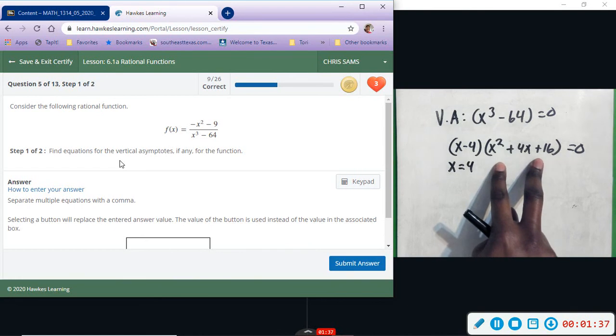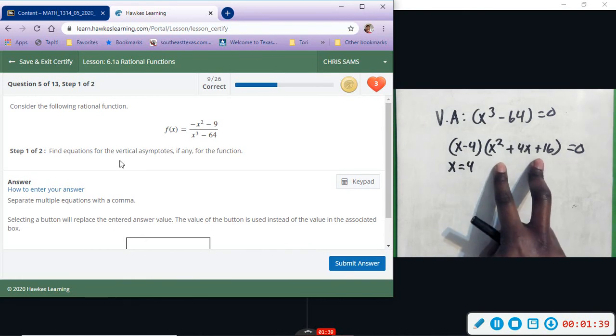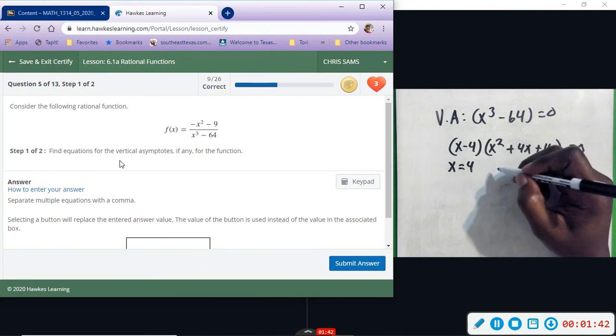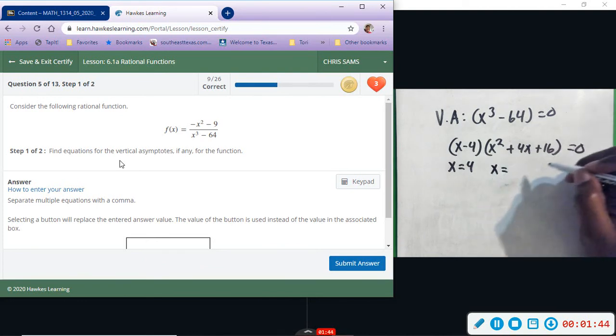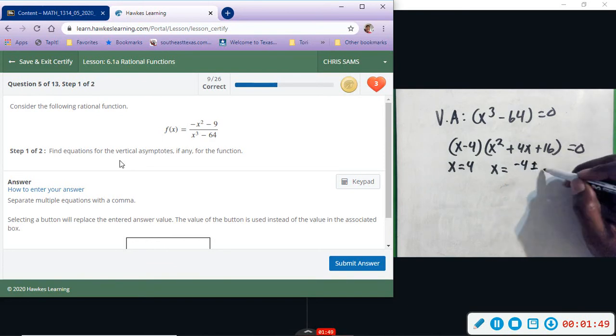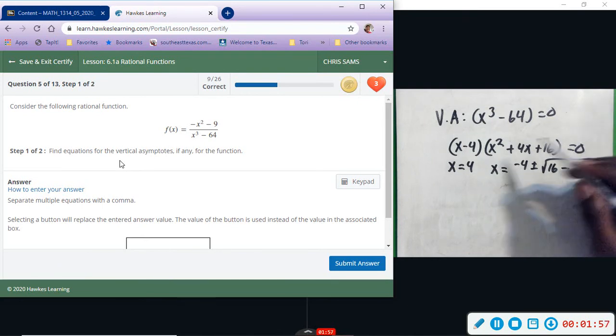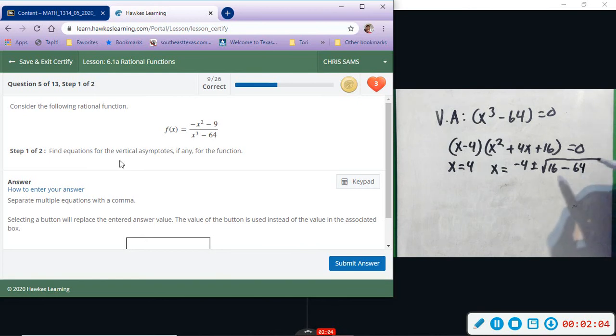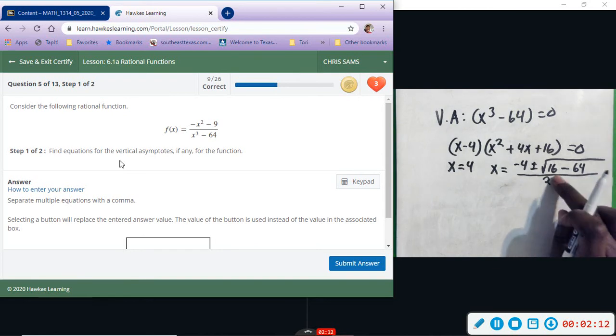This one will not factor, so we will have to do the quadratic formula to see what the asymptotes are. So we have x equals negative 4 plus or minus the square root of 4 squared, which will be 16, minus 4 times 1, which is a, times c. So 4 times 16 will give us 64, all over 2a, 2 times 1.